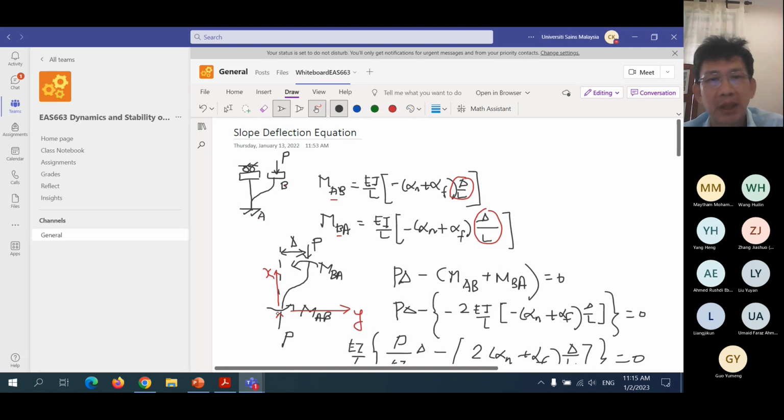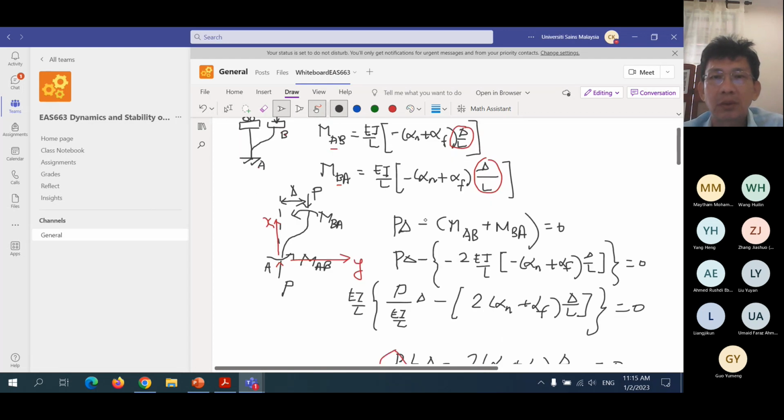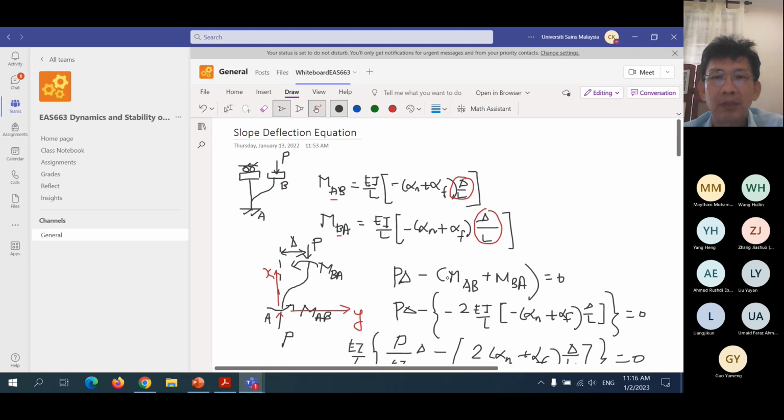Moment equilibrium equation at A here, so this is NA here. This is NB. So we take moment equilibrium at NA. So P delta minus MBA minus MAB. So this is just the moment equilibrium equation, so that will be equal to 0. Okay. Then we substitute MAB, MBA from this and this equation into here. So what we get is this equation first.